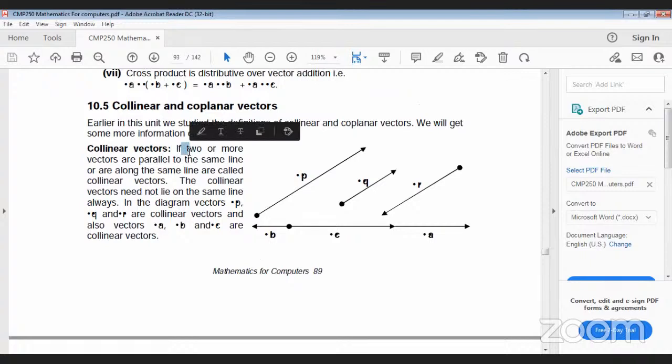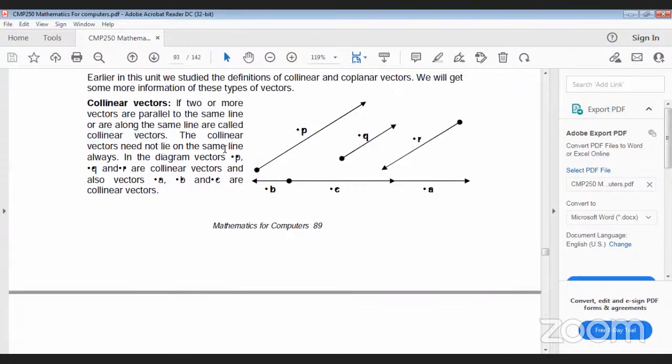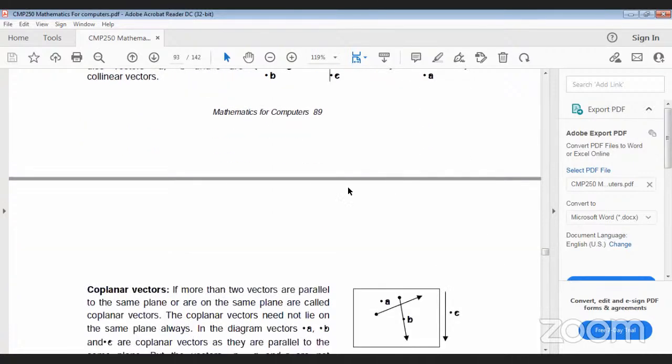After that, collinear and coplanar vectors. We know collinear vectors means what? They should never meet each other. Correct? So if two or more vectors are parallel to the same line or are along the same line, they are called collinear vectors. The collinear vectors need not lie on the same line always. Now see, P, Q, R, all of these are collinear vectors, as well as A, B and C, because they are parallel to each other.